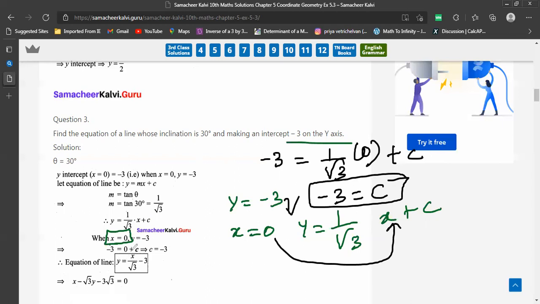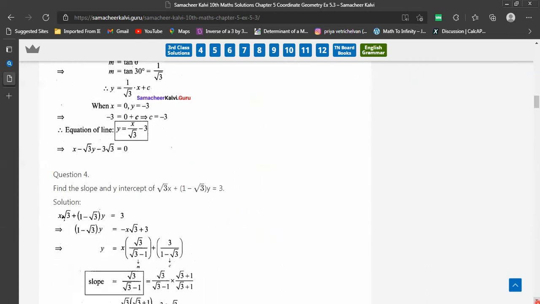So from this we found the value of the intercept. Okay. So now you can substitute the value of intercept in this equation. So y is equal to 1 upon root 3 times x plus the intercept is minus 3. You can write this as 1 upon root 3 into x minus 3. Can you follow? We'll move to the next question.